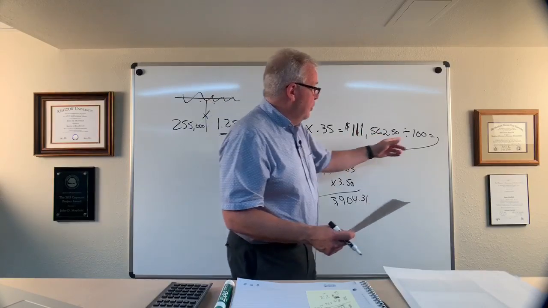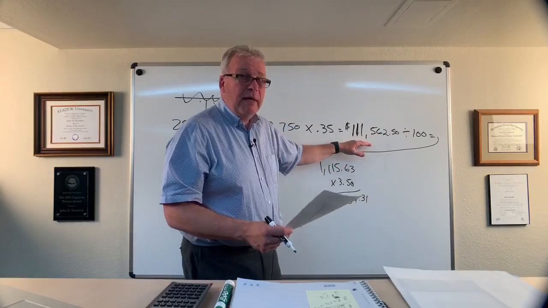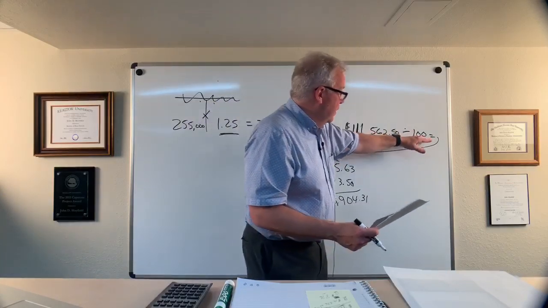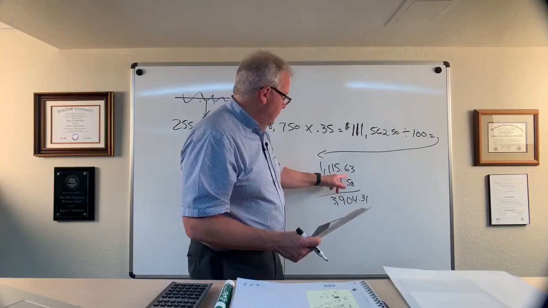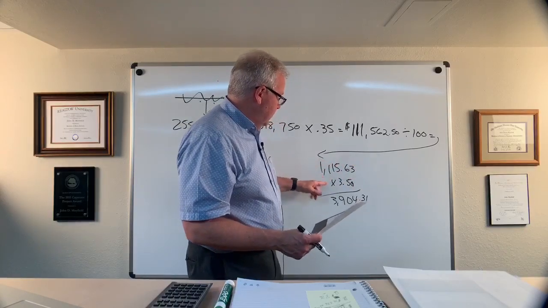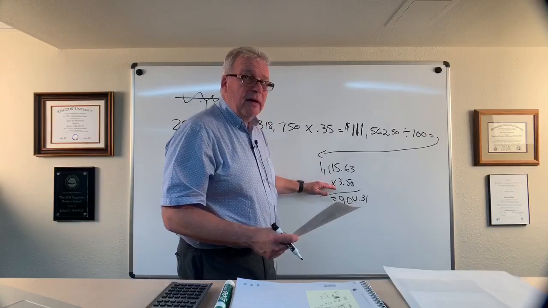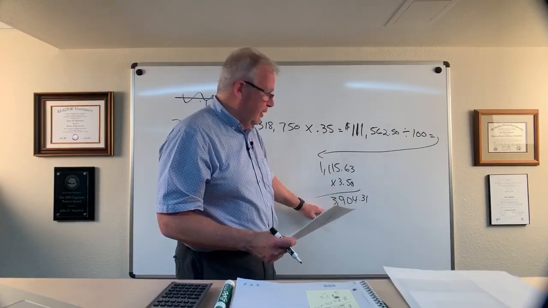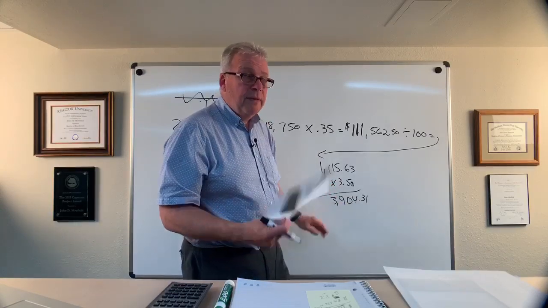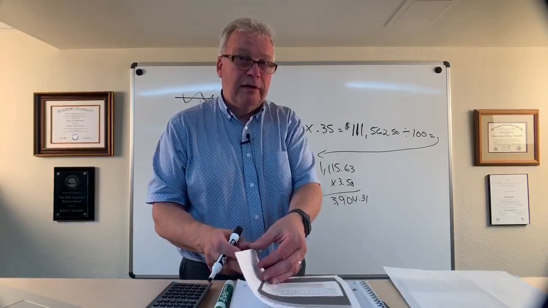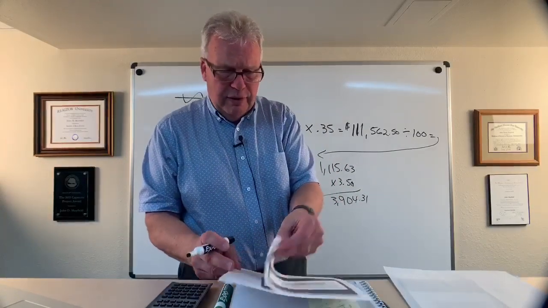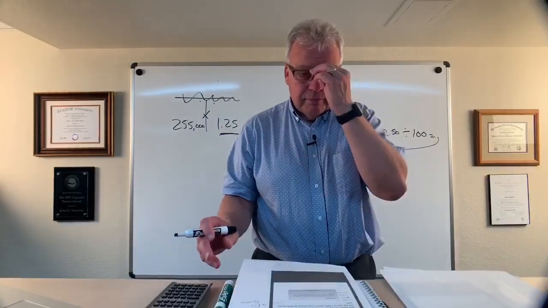Now, if this said per 1,000, you would just divide that by 1,000. But it says per 100, so we divide by 100. So that's the number we get here, and then we multiply that times $3.50, and we get the annual tax. Keep in mind, they could want to know what's the quarterly tax or what's the semi-annual tax. So you really have to read those questions carefully.